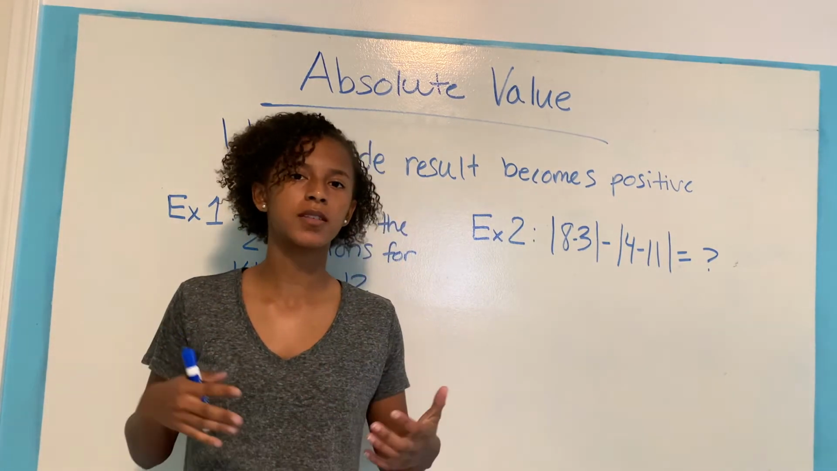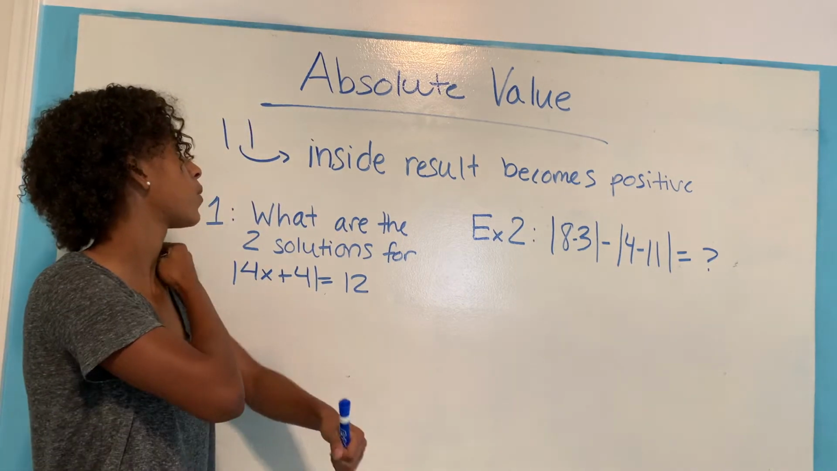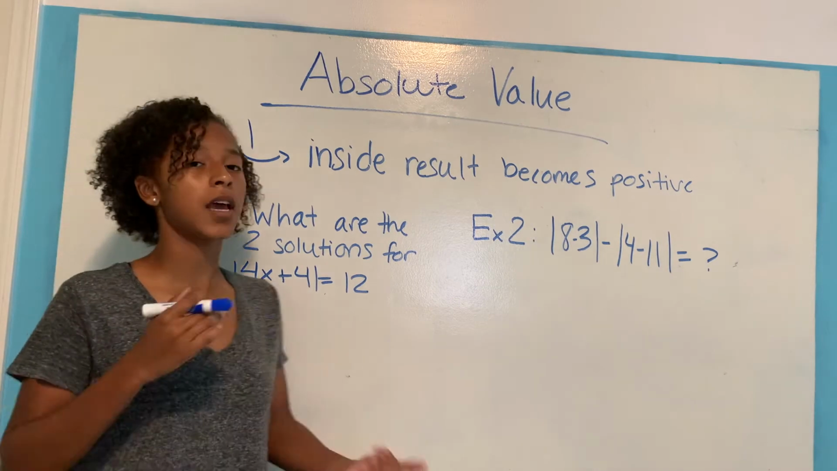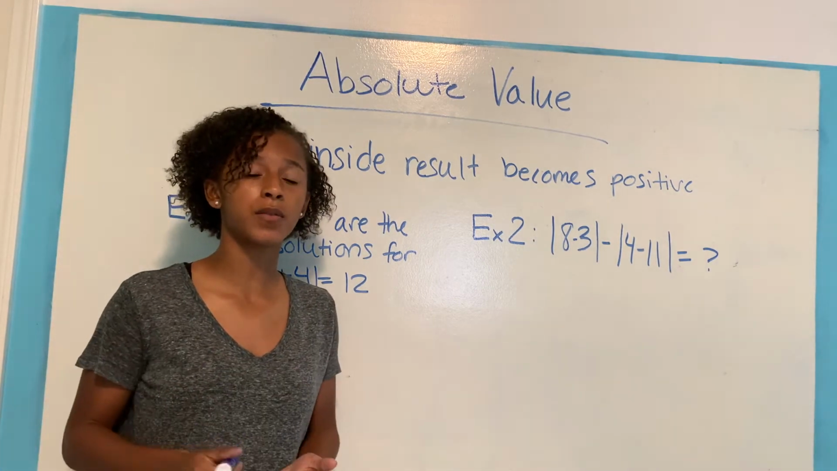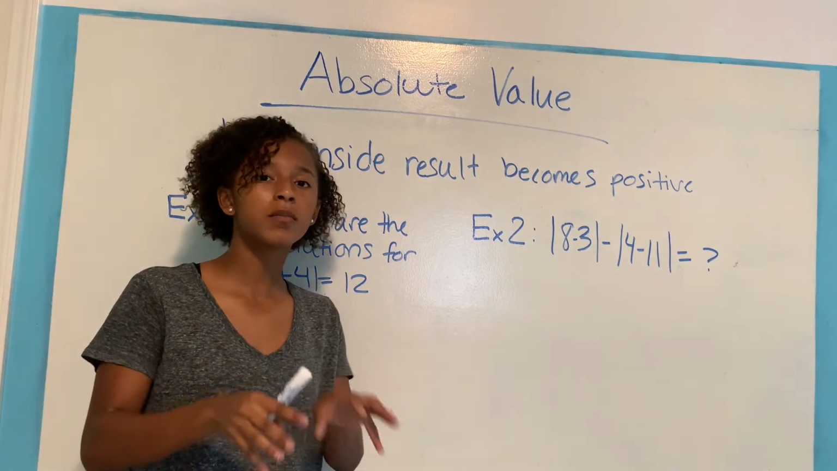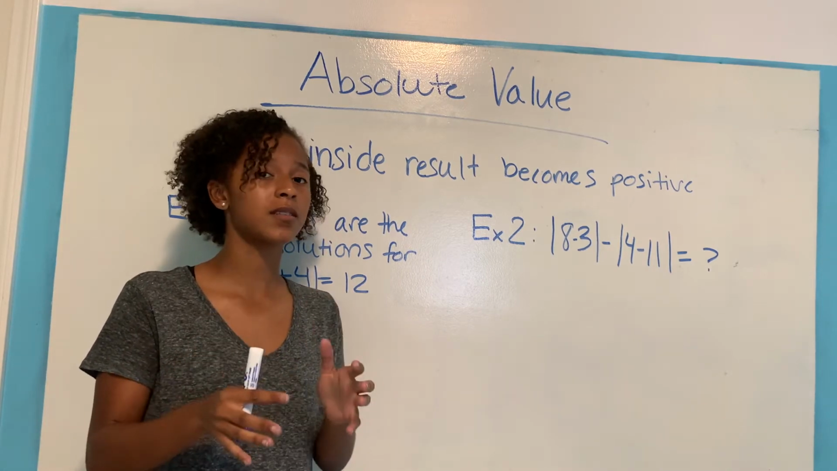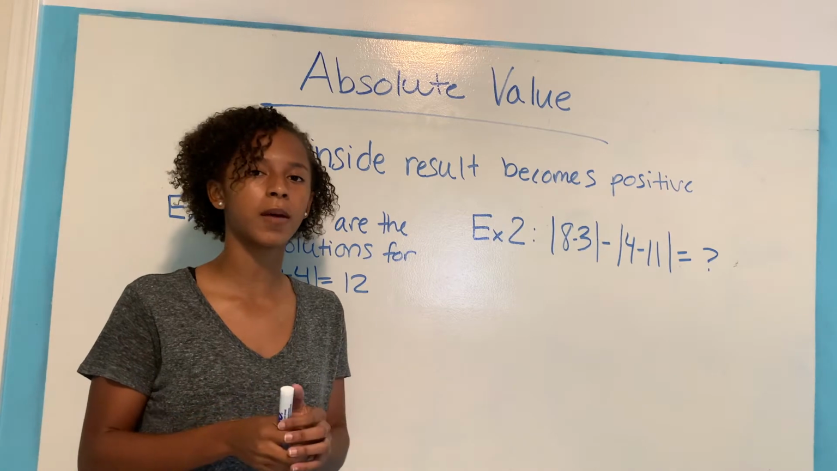To say it simply, absolute value is when anything inside these little bars that you see here, the inside result always becomes positive, right? That last simplified form that you have, that's what becomes simplified. So let's dig into some examples of what I mean by that, all right?